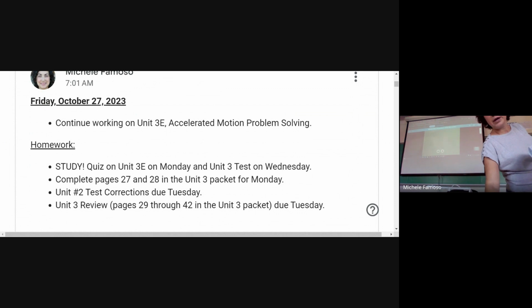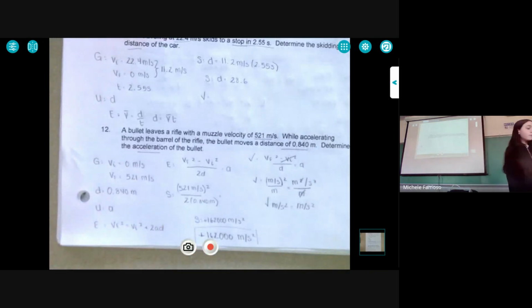108. All righty. So folks, I want you to go back in your packet to question 12 on page 25. Olivia, I'd like you to come up and put your solution on the screen for us, and everyone needs to check their work against this. Okay? So we're going to look at question 12. There we go. So you can see she has the 521 meters per second, the 0.840 meters, and acceleration indicated.